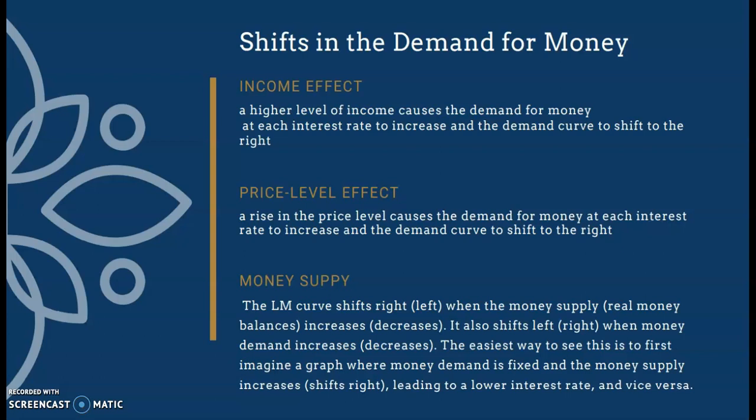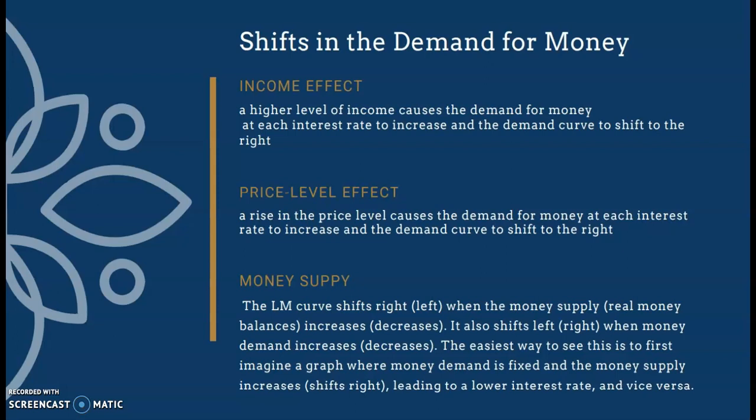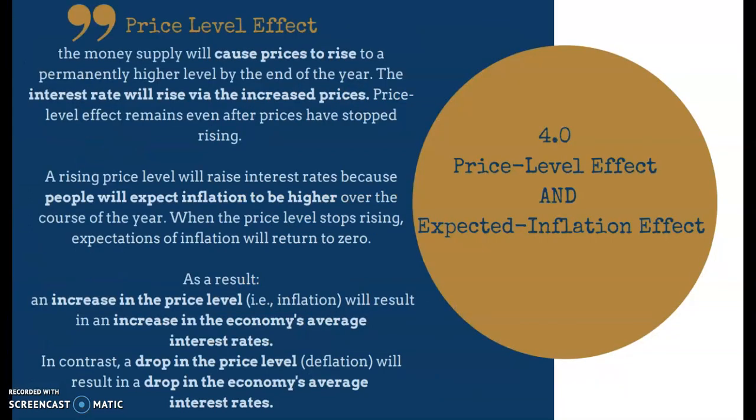The LM curve shifts to the right or to the left when the money supply, which is real money balance, increases or decreases. It also shifts to the left or to the right when money demand increases or decreases. The easiest way to see this is to first imagine a graph where money demand is fixed and the money supply increases, or we call it a shift to the right, leading to lower interest rates and vice versa. You can see more clearly the shift of the curves in the flipbook provided. There, the effects of these three factors have been shown more clearly. Now let's look at the effects of price level and the effects of inflation expectations on interest rates.